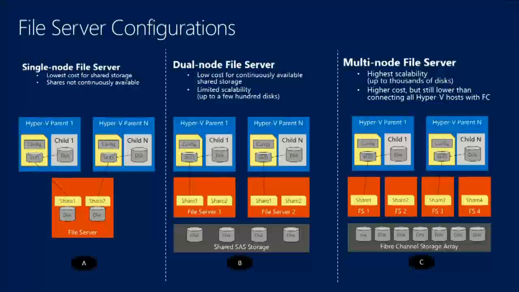Let's talk a little bit about configurations. Three main types: standalone file server, two-node file server with SAS storage in the back, and Fibre Channel in the back with a file server up front. Obviously, what we're encouraging you to do is option B, right? But you can also do a standalone file server. The only problem with a standalone file server is if that file server breaks, that's downtime for you, right? So we don't recommend that.